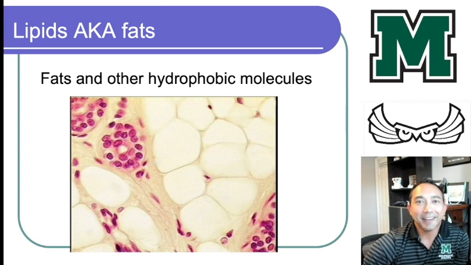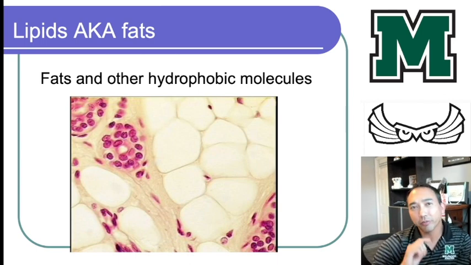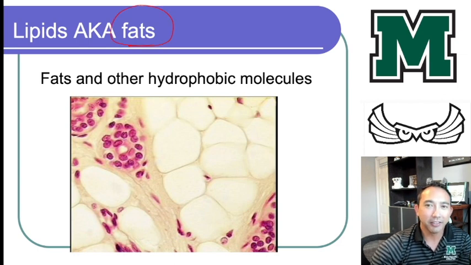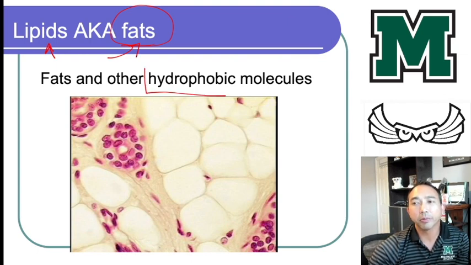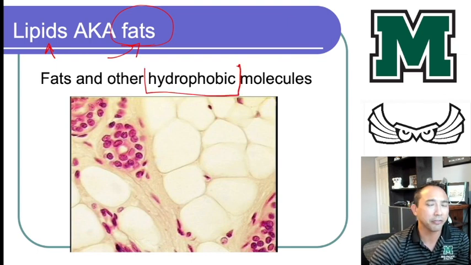Hey guys, welcome back. So we finished carbohydrates. We're off to lipids, right? They're also known as fats. And so lipids again is going to be the scientific name. Common name is going to be fats. We already talked about the interactions between hydrophobic and hydrophilic.